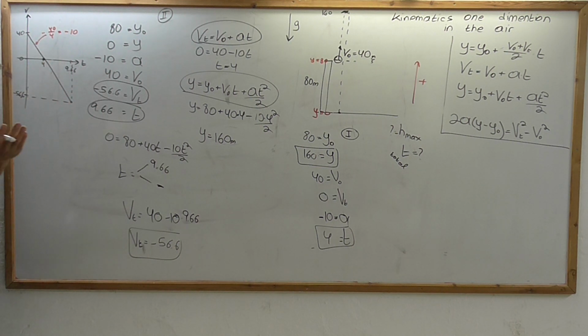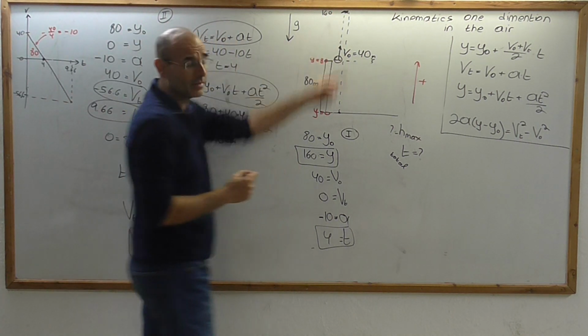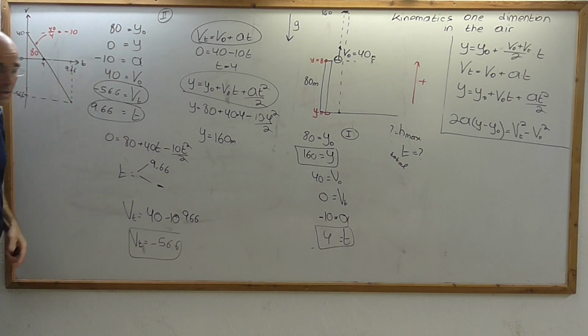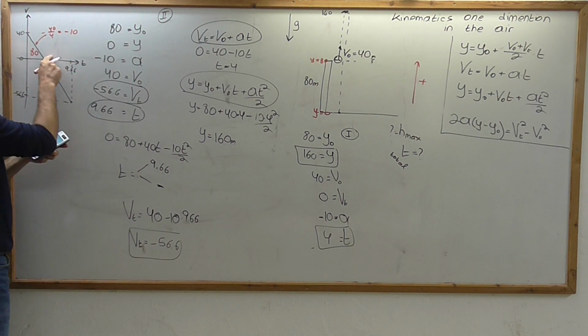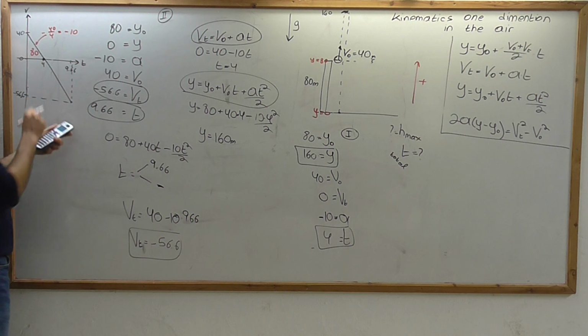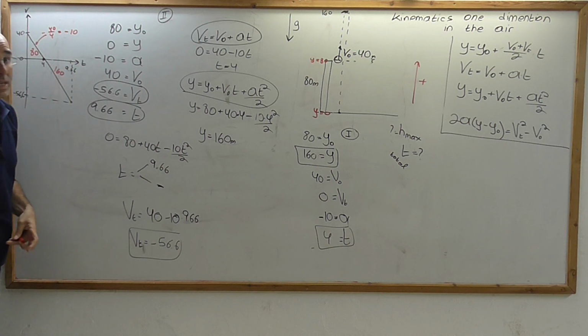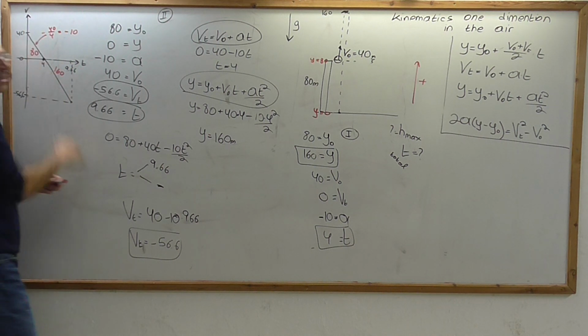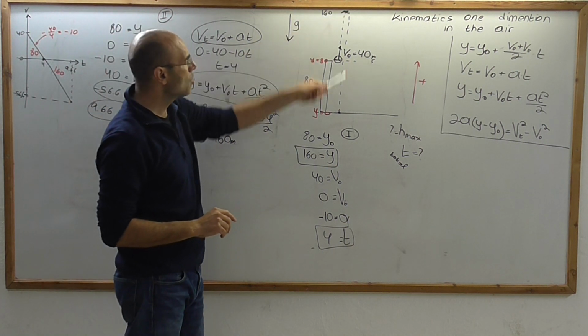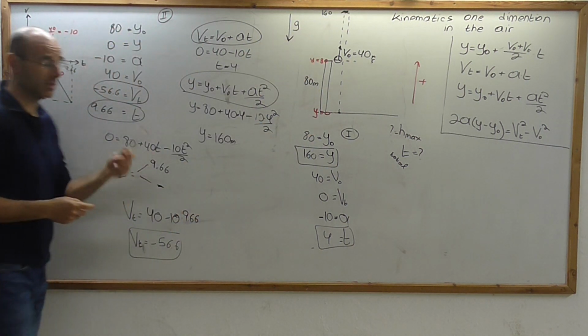Areas, let's see about the areas if they are okay. 40 multiplied by 4 divided by 2 is 80, which means that it went up 80 meters. It's exactly what it did. Downwards, I need the calculator, 5.66 multiplied by 56.6 divided by 2 is around 160. So let's see if it's okay. It went up 80, it went down 160, exactly what it did.